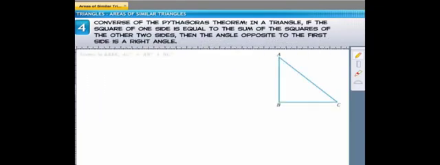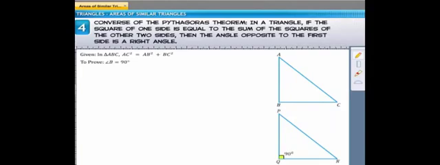We have a triangle ABC in which AC square is equal to AB square plus BC square. We need to prove that angle B is equal to 90 degrees. Let's construct a right triangle PQR with a right angle at Q such that PQ is equal to AB and QR is equal to BC.